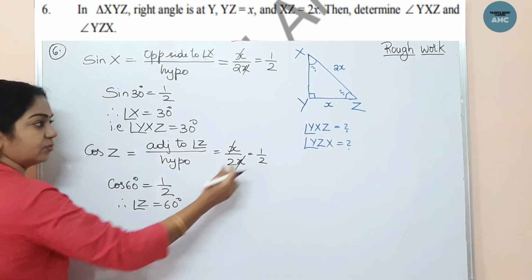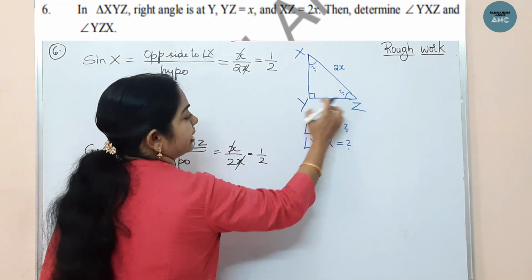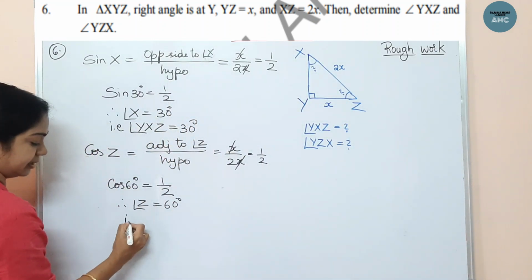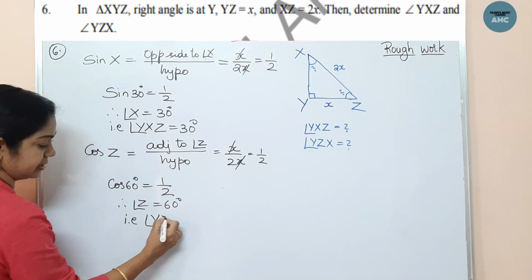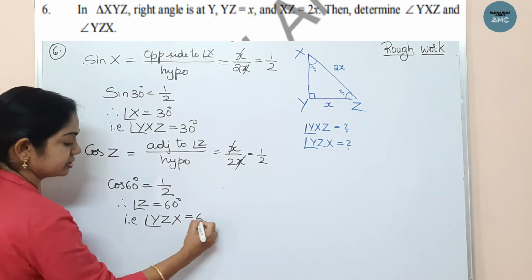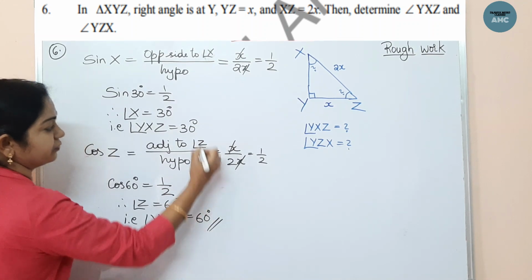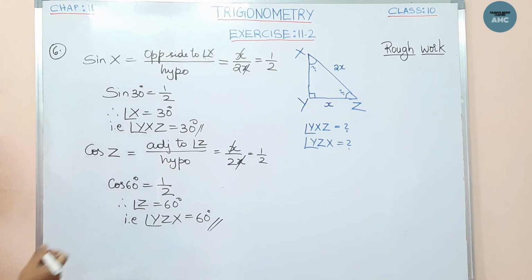Angle Z is nothing but angle YZX. That is, angle YZX is equal to 60 degrees. So these two we needed to find, and we have found them. Pause the video, note it down. Let's see the next one.